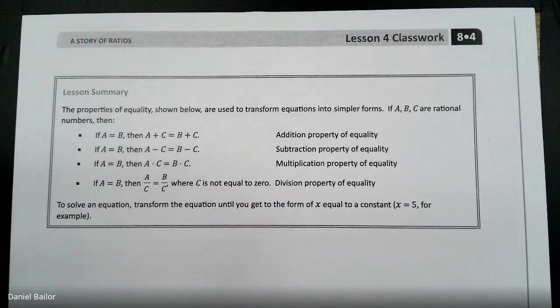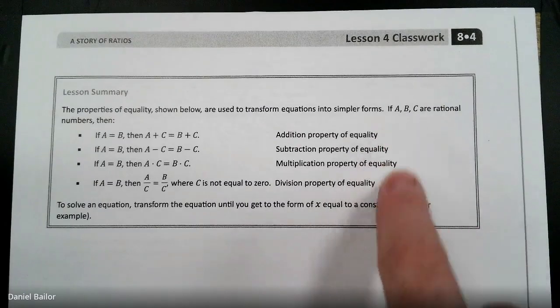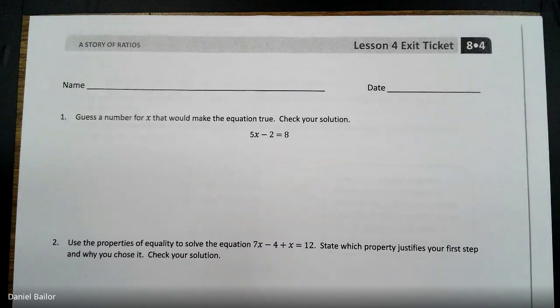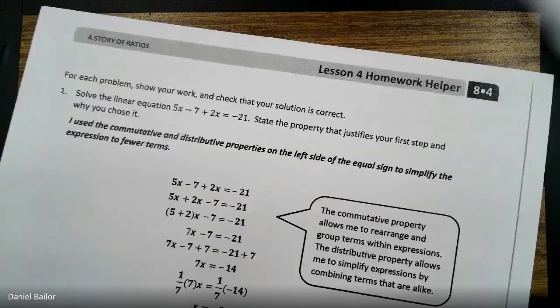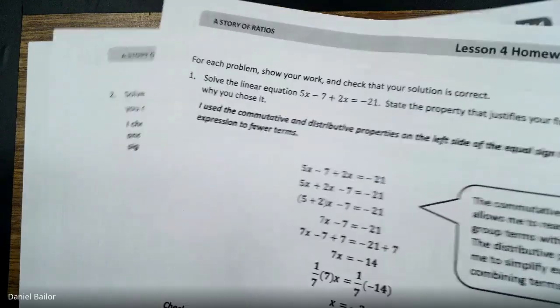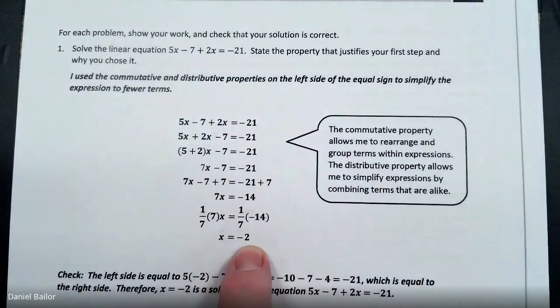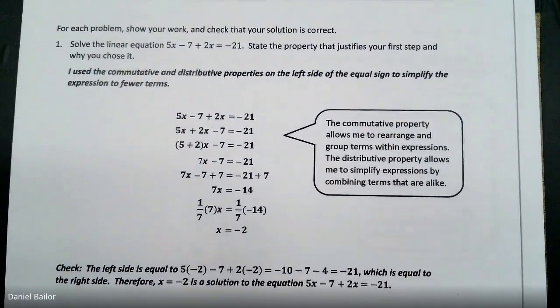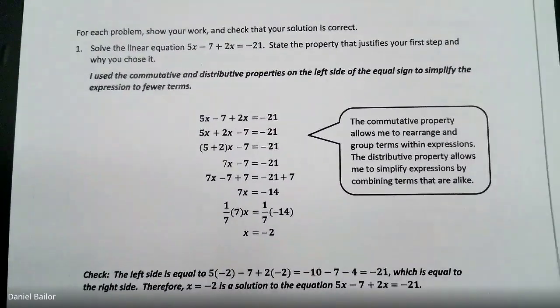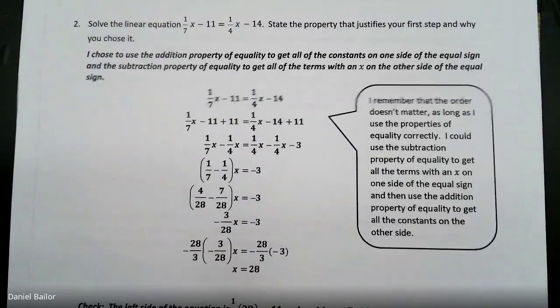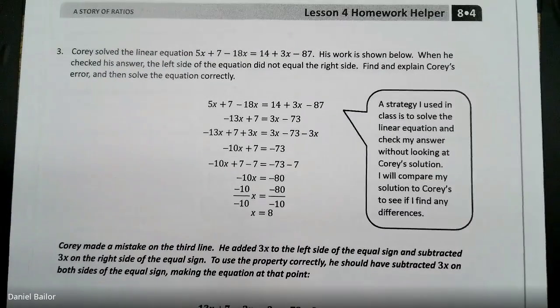Here's the lesson summary. Just giving you a reminder about some of the properties we learned. The exit ticket, we'll talk on page 33. We'll talk about that last. They give you a homework helper on page 35 and 36. Oh, and 37, 3 pages of homework helper. So if you need more help, look at page 35, 36, and 37. They give you the steps and they tell you why they did the first thing. So use the homework helper on page 35, use the example they give you on page 36, and use the one they give you on 37. It'll help you.